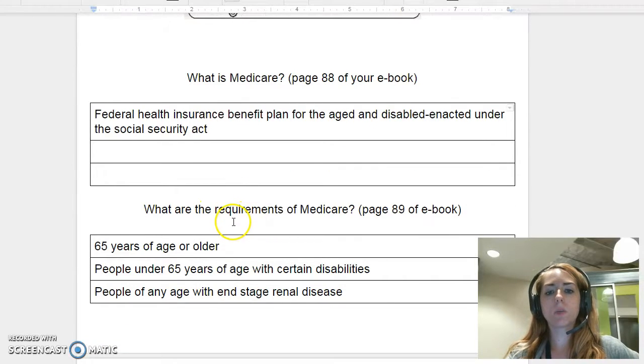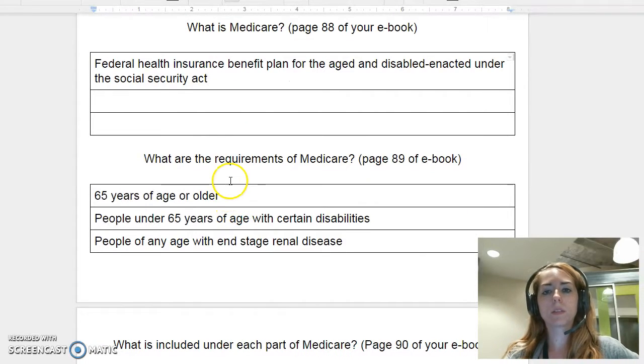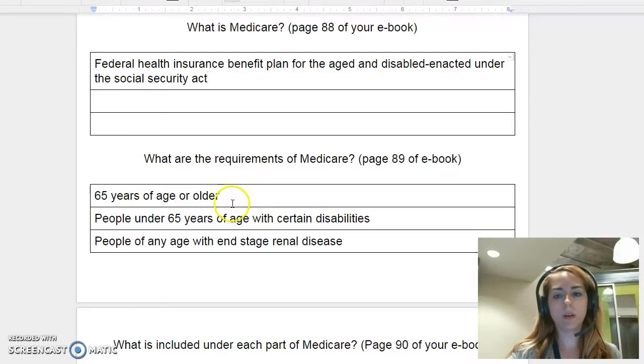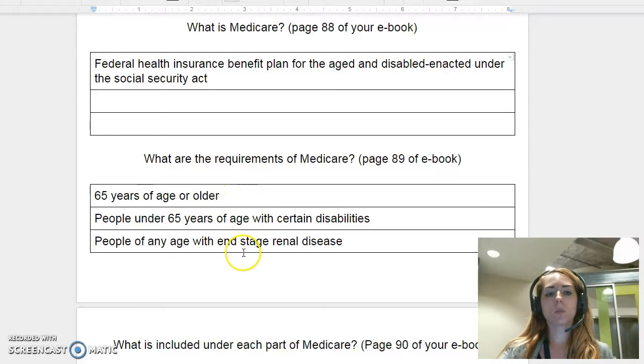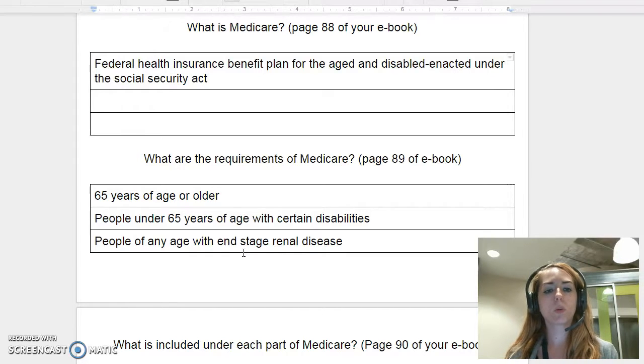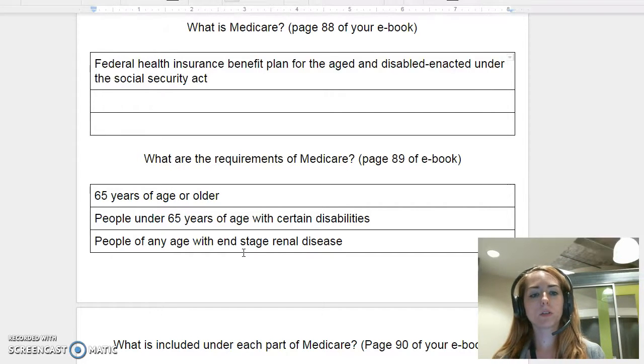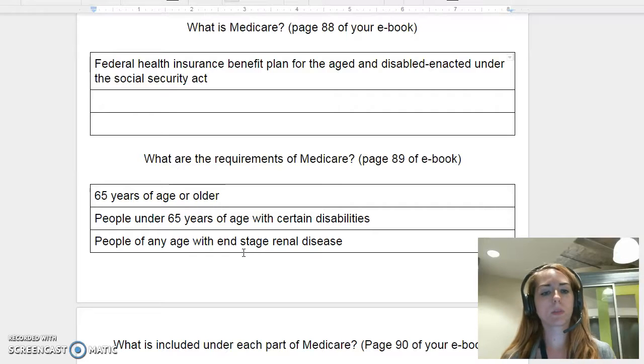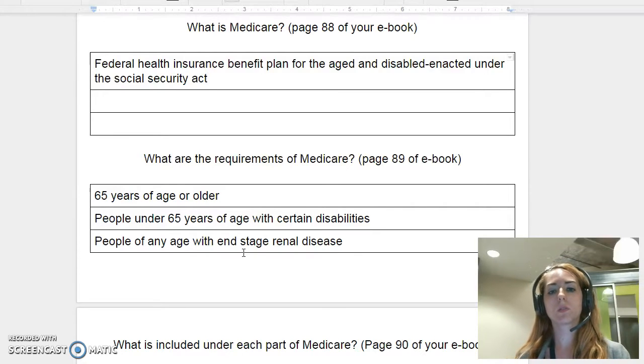Some of the requirements of Medicare, and this is on page 89 of your ebook as well: you have to be 65 years of age or older, or people under 65 years of age with certain disabilities, and then people of any age if they have end-stage renal disease. Those are some of the basic requirements for eligibility for Medicare.